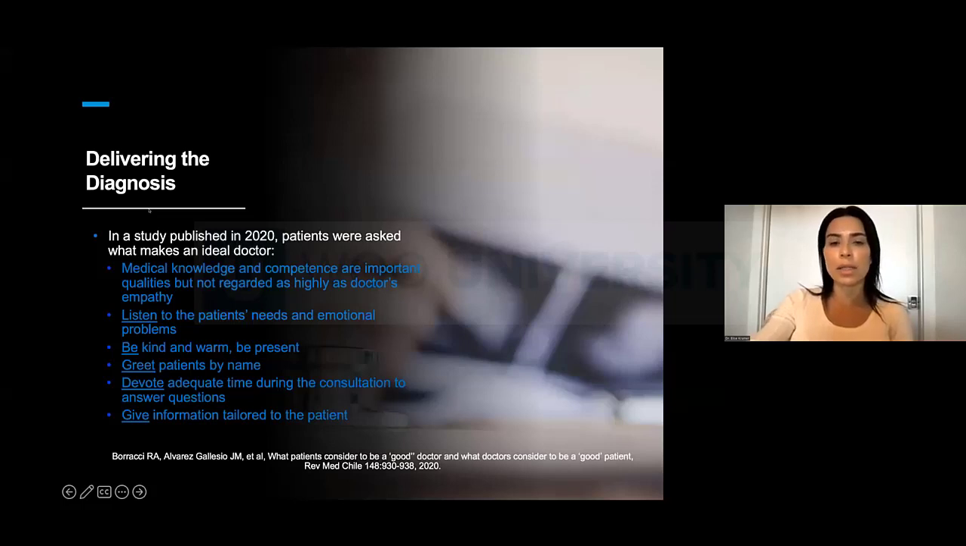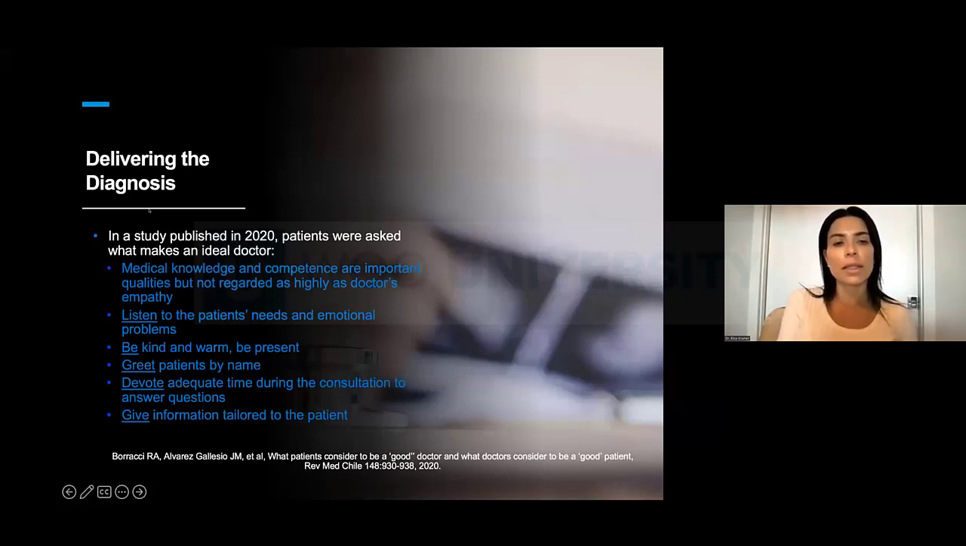So this information was actually provided by the National Keratoconus Foundation. In a study published in 2020, patients were asked what made an ideal doctor. Obviously medical knowledge is important, competence is important, but maybe not regarded as highly as a doctor's empathy. So bedside manner is really, really important. Of course it's important to be knowledgeable in whatever we're seeing, diagnosing, explaining findings and having clinical skills. But the way we communicate our findings to the patients is really important, especially if we're diagnosing something new.